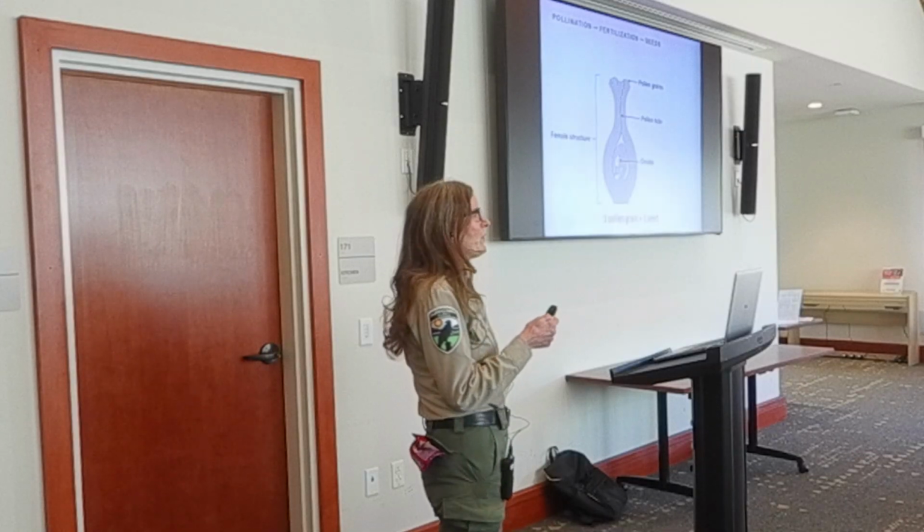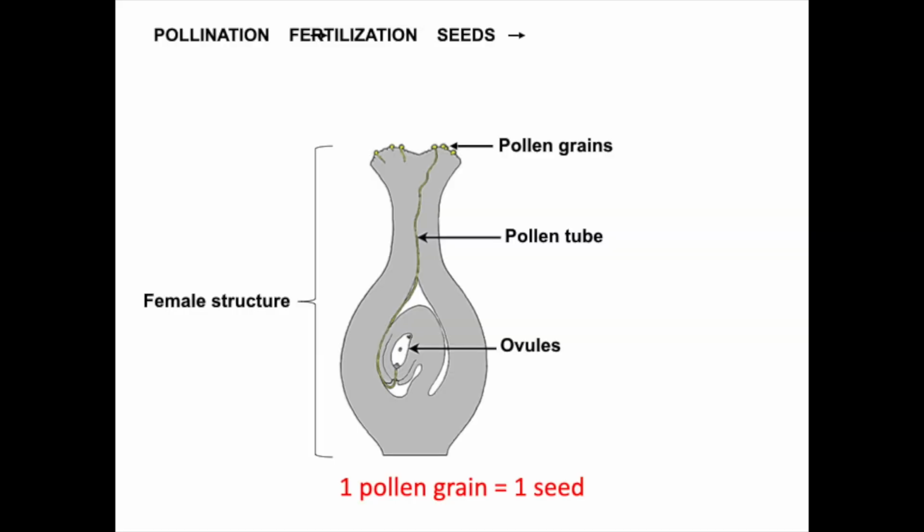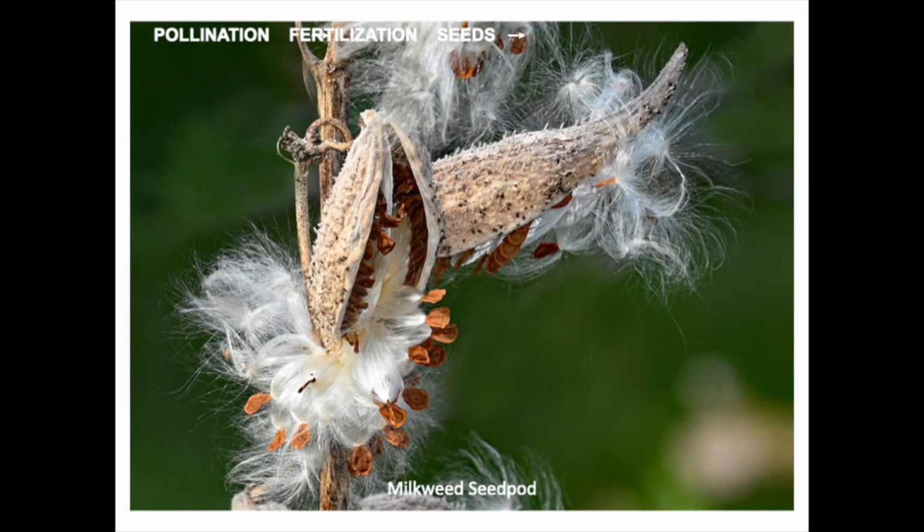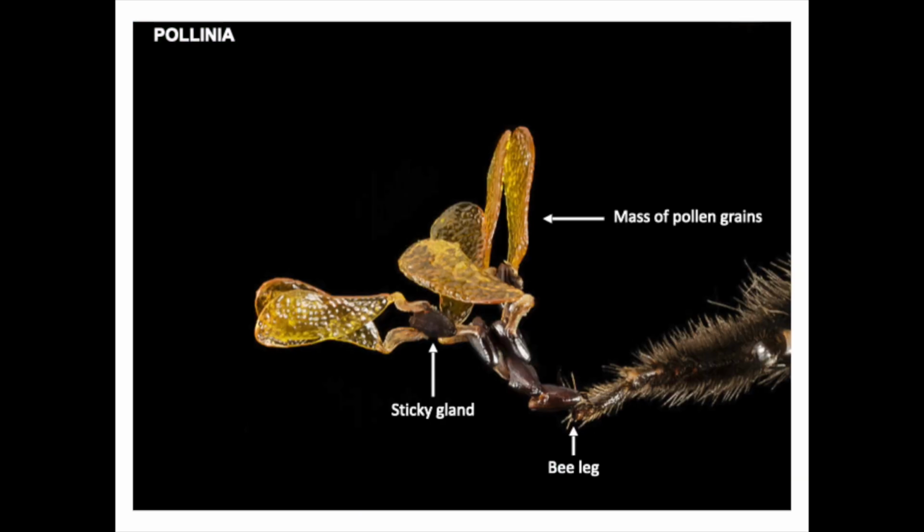Okay, so I was mentioning that you have one pollen grain per egg, right? That's how fertilization happens. But what if you're a plant with a ton of seeds? That would mean a lot of pollen grains would have to land on that flower, right? And so some plants have evolved this strategy to kind of buy in bulk, basically, right?